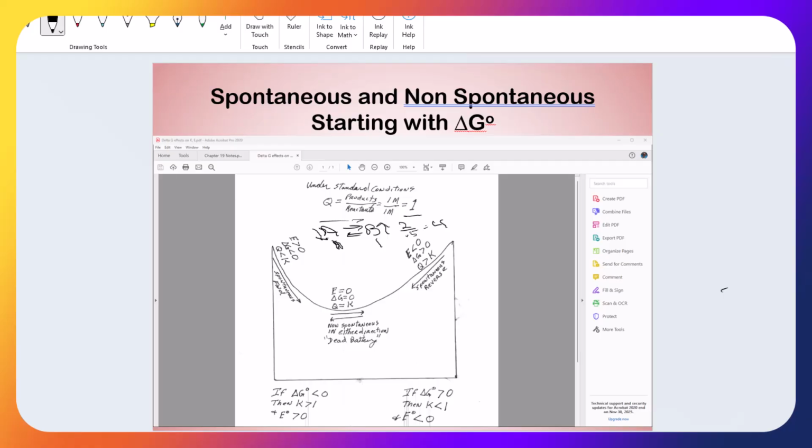So if the reaction is spontaneous forward, Q is less than K, delta G is less than 0, E is greater than 0. And so what's happening, if this is the case, is delta G naught is less than 0.